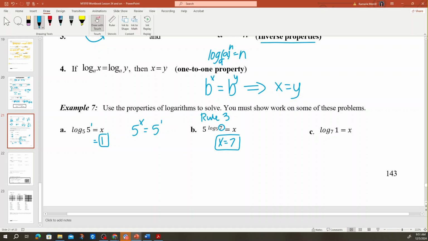Okay, what about this one? What is x here? 0. Good. Why? Because it's a log of a 1. Yep, it's a log of a 1, and 7 to what gives me a 1, right? Think of it that way. The only thing x could be is 0.